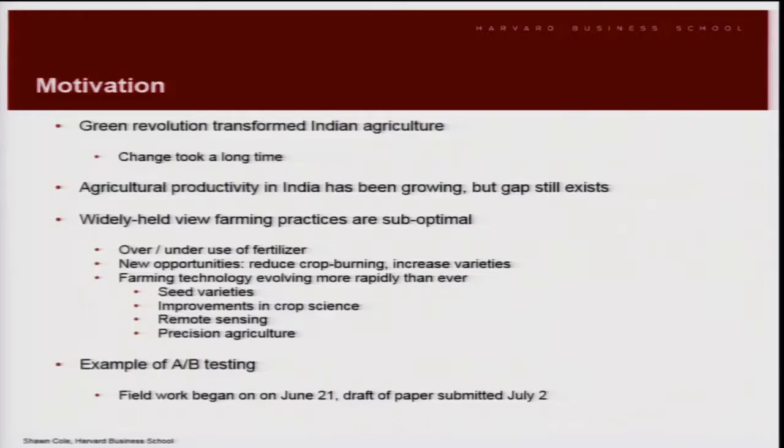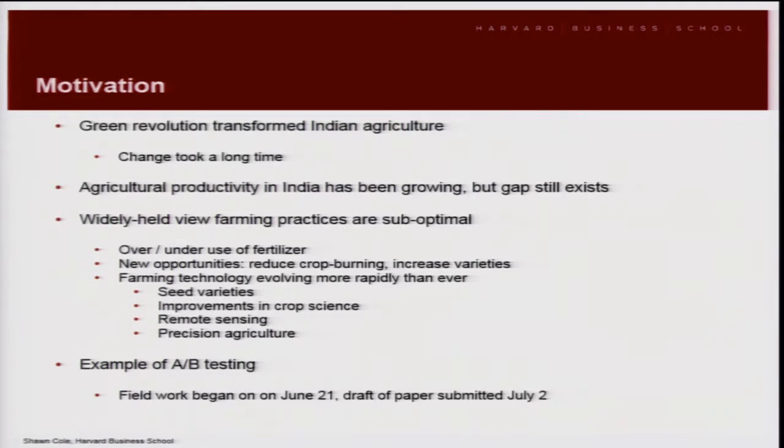So I'm going to breeze very rapidly through the motivation, in the sense that I think we all understand that improving agricultural productivity is a desirable goal in India, at least if it can be done at a low cost. And there's a widely held view that farming practices are suboptimal. There's been a lot of attention on overuse of fertilizer, that farmers might actually earn more profit and preserve the health of the soil by using less urea. But there are also other opportunities, such as fighting global warming by reducing crop burning, adapting to new seed varieties, et cetera, et cetera. So that's one motivation.